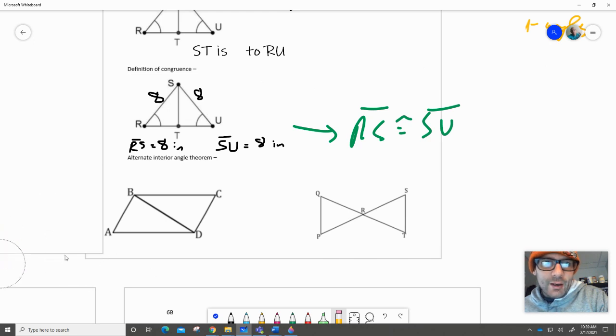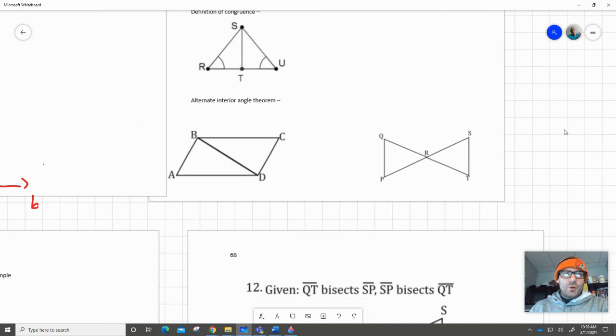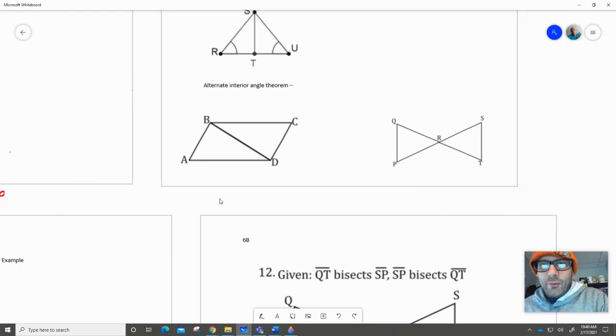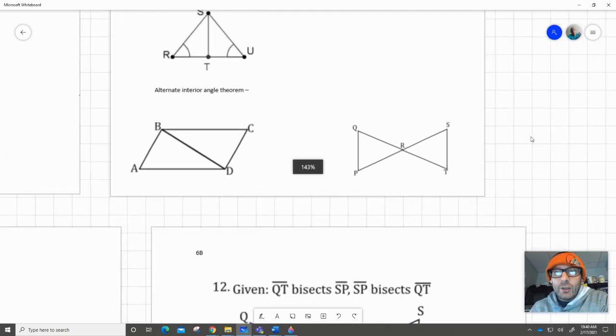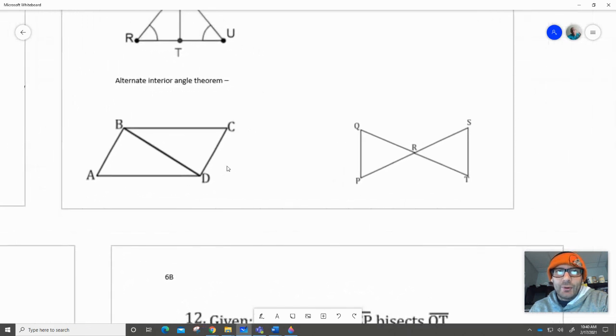Last thing I want to talk about here as I erase some of the stuff, again, pause if you need to, is alternate interior angle theorem. Now this goes back to what we did. I think it was in unit 3 or 4. Maybe it might have even been in unit 2 with the parallel lines and the transversals and all that. It was unit 4, right before Christmas. That's right.